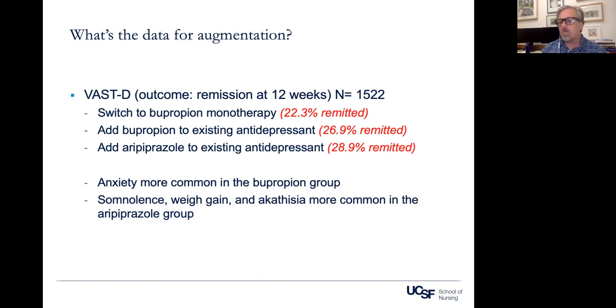So not earth-shattering differences between these three groups, but a slight advantage to the aripiprazole plus antidepressant group. Bupropion was more commonly associated with anxiety, and in the group that got aripiprazole, akathisia was more common, that kind of restlessness the drug can sometimes cause, especially if you dose it too high at the beginning of treatment. Also weight gain and somnolence. Some people do get sedated from aripiprazole.